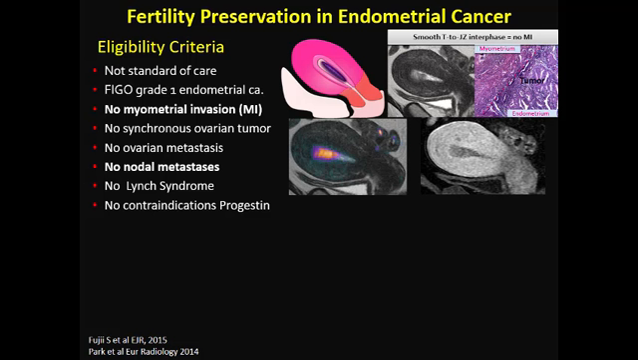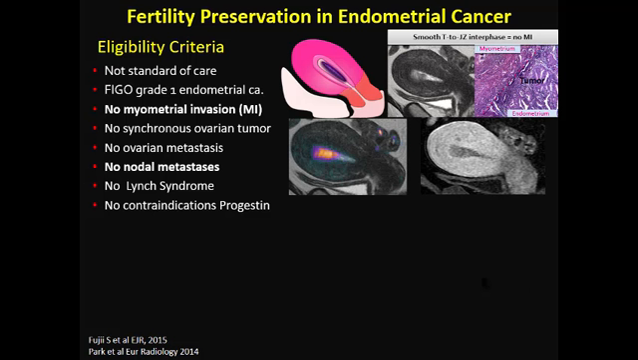This is actually very important since we're seeing more and more young patients who want fertility preservation. Because of the widespread obesity, we're seeing endometrial cancer in young patients now. So it's not the standard of care, but many institutions like ours do offer it, at least give it a trial. There are certain criteria: FIGO grade 1 endometrial cancer, absolutely no myometrial invasion, that's where the MRI actually enters the equation, no synchronous ovarian tumor, no ovarian metastases, no nodal metastases, obviously no Lynch syndrome, and no contraindication to progestin, which is the treatment they do.